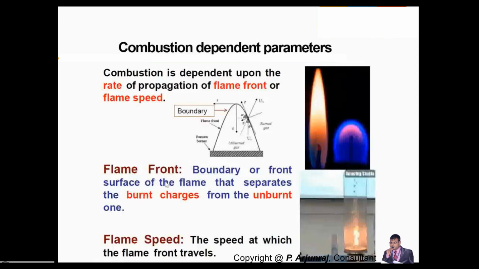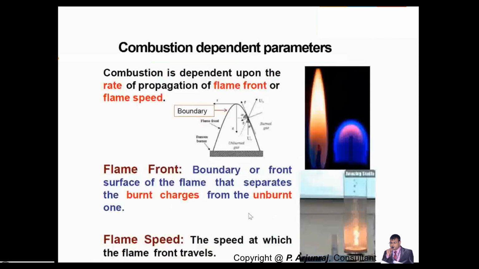What is called a flame front? Flame front is nothing but the boundary or front surface of the flame. This is the front surface of the flame that separates the burnt charge from the unburnt one. You have the burnt one and the unburnt one.